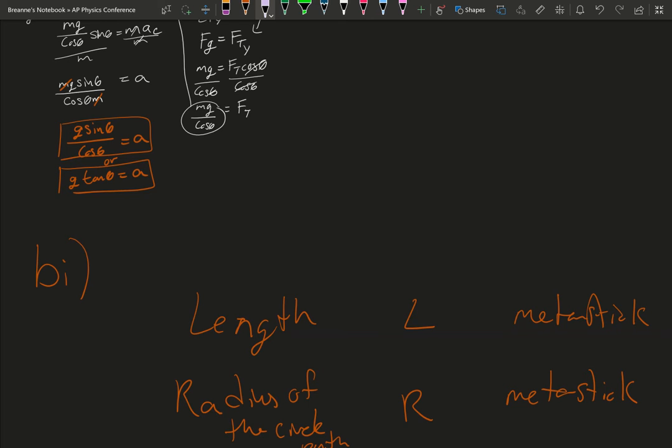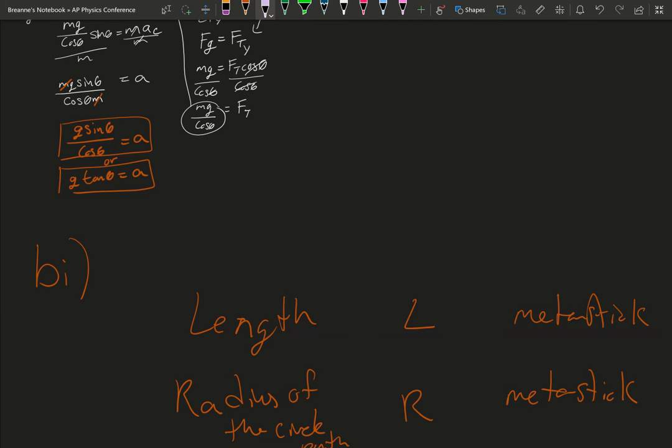You get 1 point for listing the quantities that were either measured or can be determined to be measured. And then 1 point was earned by listing quantities that can be graphed to determine g. So we're looking for g.